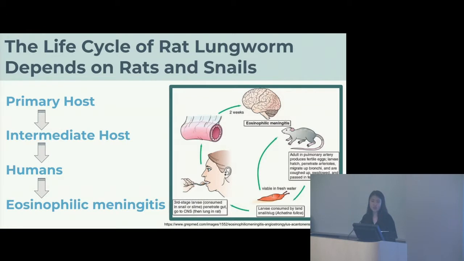When the larvae in the snails mature to the 3rd stage of the larvae life cycle, if they're eaten either raw or undercooked, like hiding in your lettuce somewhere, if they're eaten by humans, then the larvae travel to our central nervous system and they cause an infection, also known as eosinophilic meningitis.